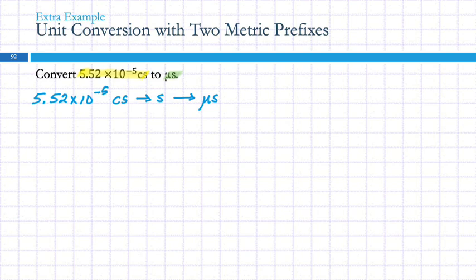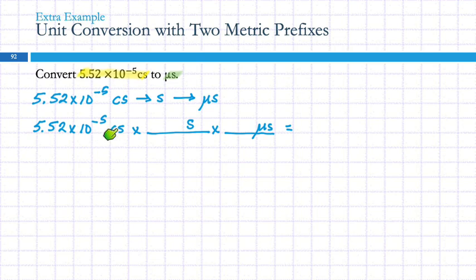So, centiseconds to seconds to microseconds. Always write that path down until you get good at it. Eventually, you can stop doing that. So, here's my number, centiseconds. 2 arrows this time, 2 fractions. Centiseconds, seconds, microseconds, because there are 2 prefixes.